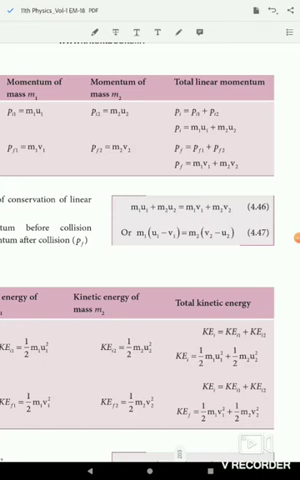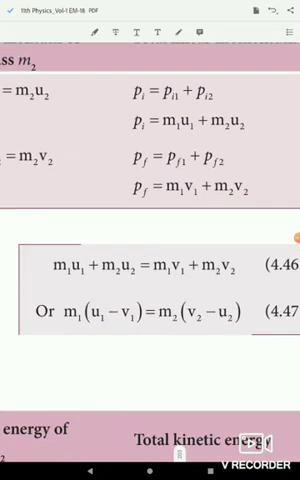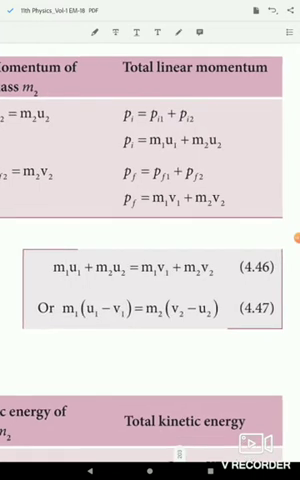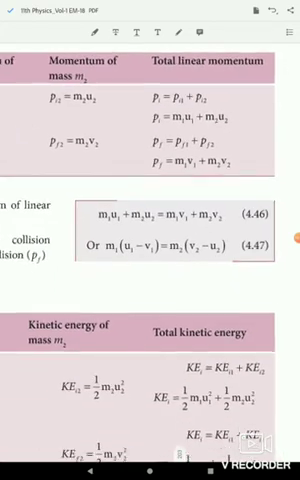For both bodies, the total linear momentum before collision is p_i equal to p_i1 plus p_i2, so p_i is equal to m1u1 plus m2u2. Then after collision the total linear momentum is p_f equal to p_f1 plus p_f2, so p_f equal to m1v1 plus m2v2.